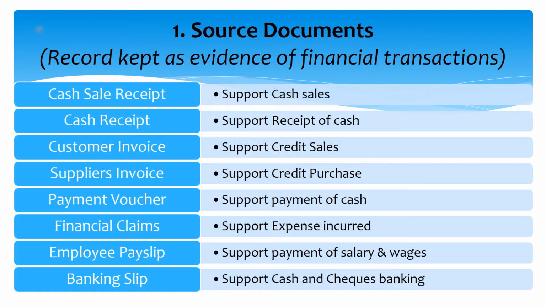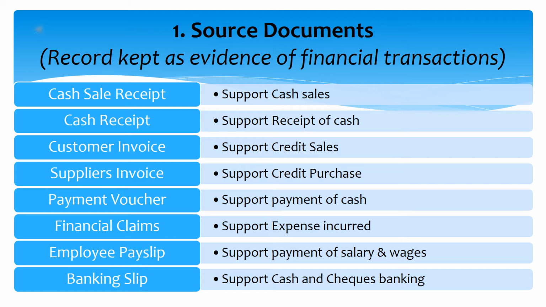Source documents. The accounting process begins at the source document. A source document is a record that is kept as evidence to support a financial transaction. For instance, a cash sale is supported by a cash sale receipt. A credit sale is supported by a customer's invoice. A credit purchase is supported by a supplier's invoice. A cash payment is supported by a payment voucher.